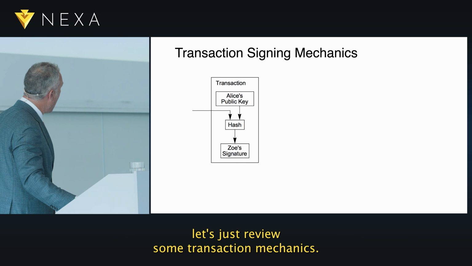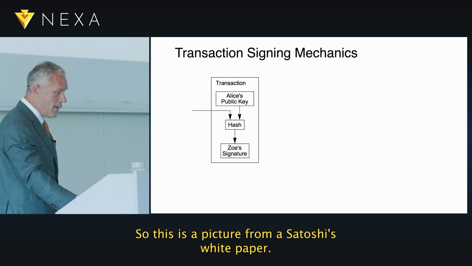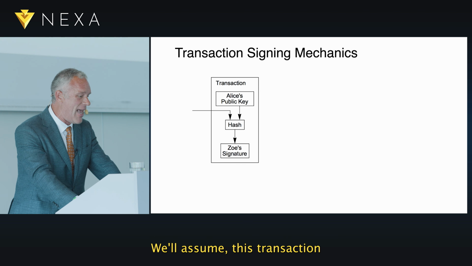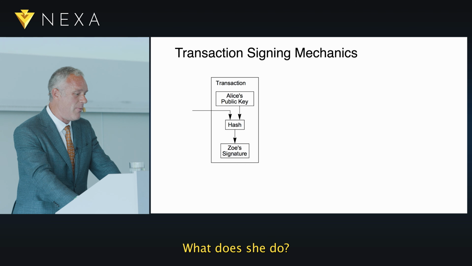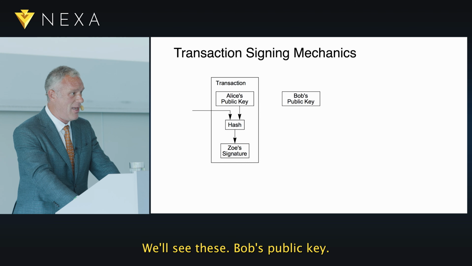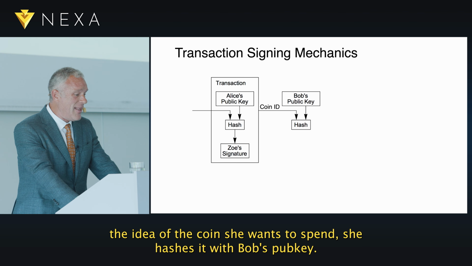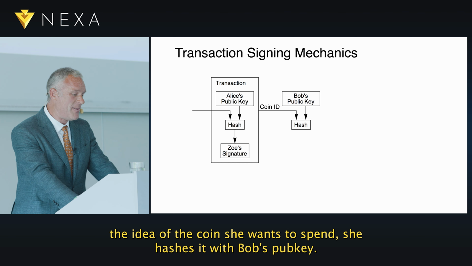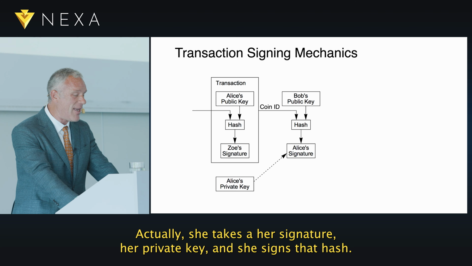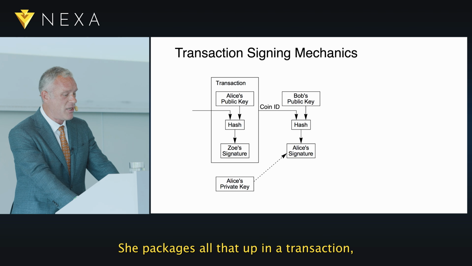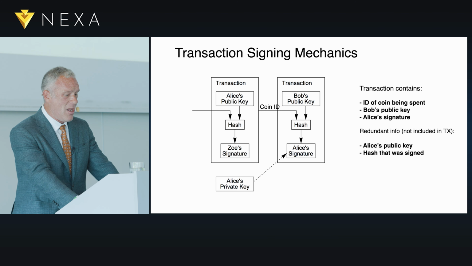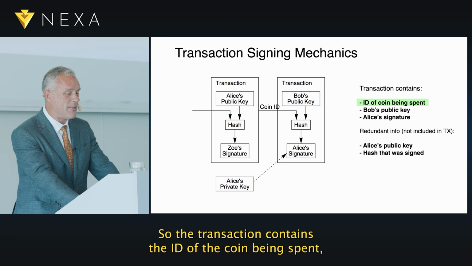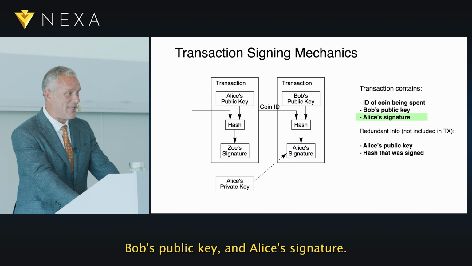Let's just review some transaction mechanics. This is a picture from Satoshi's white paper. We'll assume this transaction has been mined into the blockchain, so Alice owns a coin at this point. Alice wants to send this coin to Bob. What does she do? Well, she needs Bob's public key. She takes the coin ID, the ID of the coin she wants to spend, and hashes it with Bob's public key. She takes her private key and signs that hash. She packages all that up in a transaction, and she broadcasts it to the network, or she delivers it to Bob. So the transaction contains the ID of the coin being spent, Bob's public key, and Alice's signature.